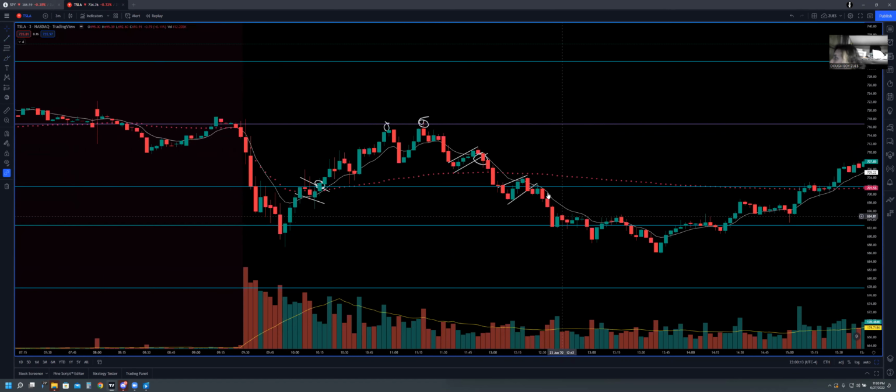Let me see. Kind of ugly. Regardless, consolidation. I'm just more worried about consolidation. You guys know what consolidation is, right? When it's just choppiness, when it's just chopping. So like this right here.